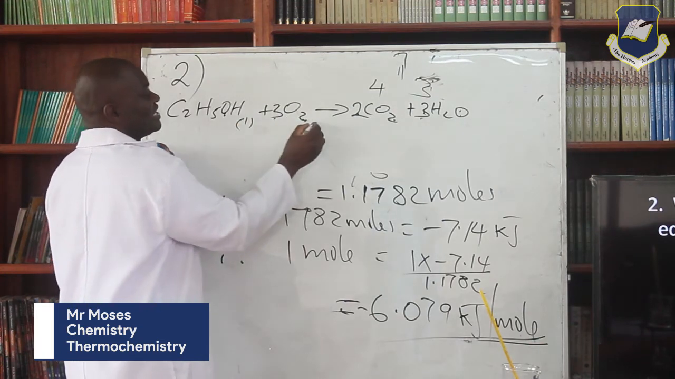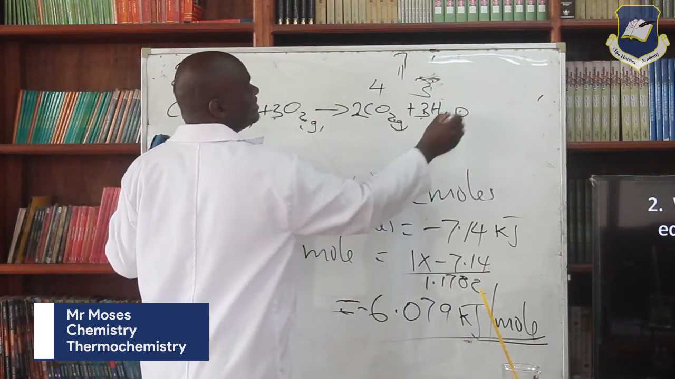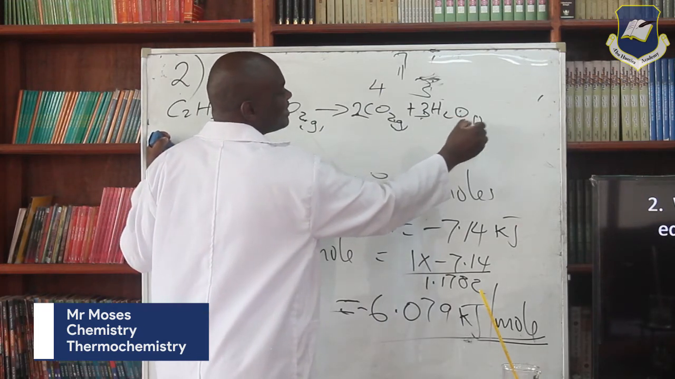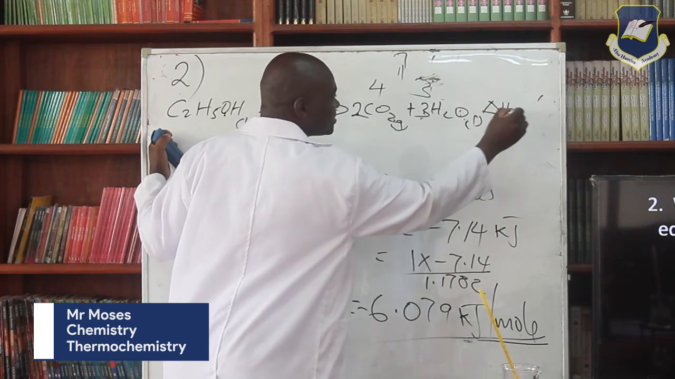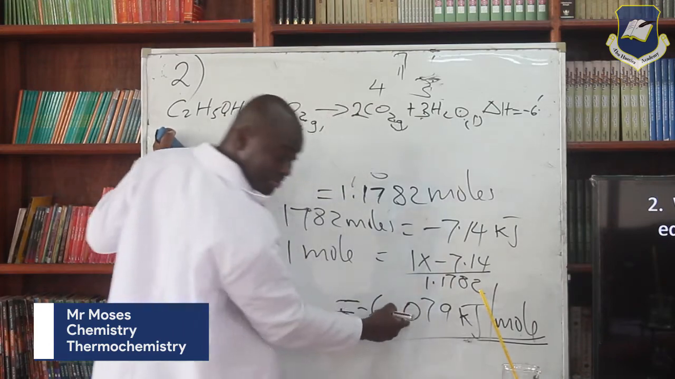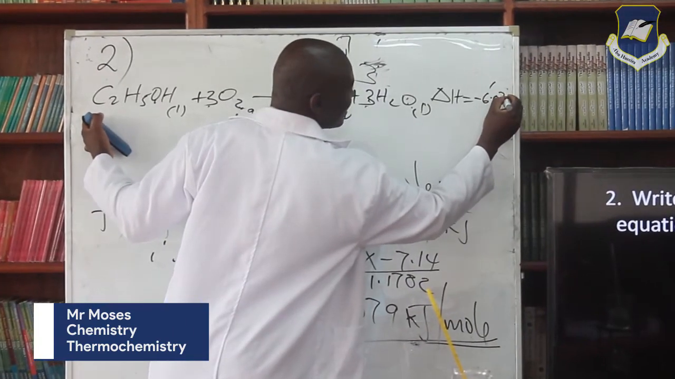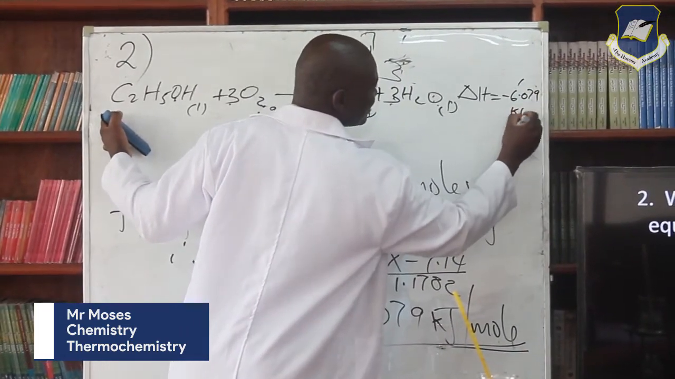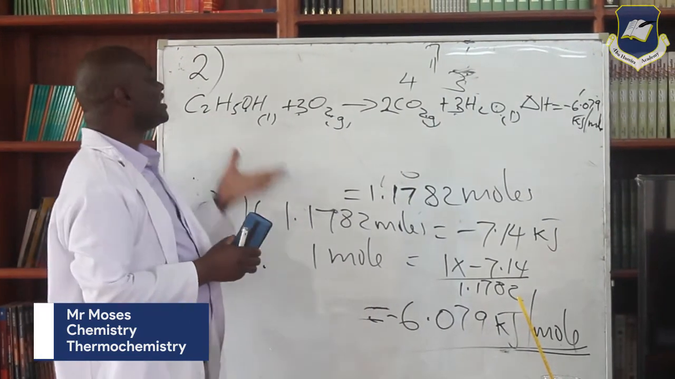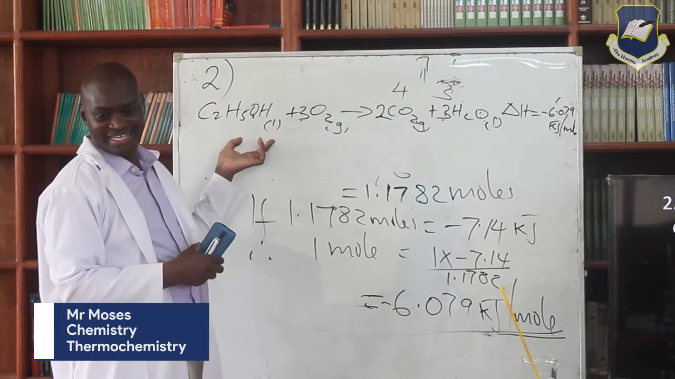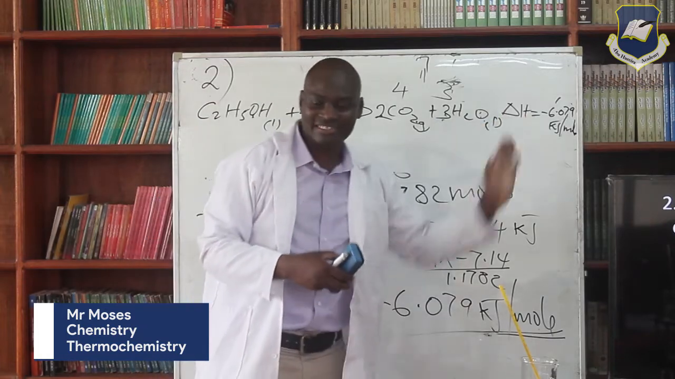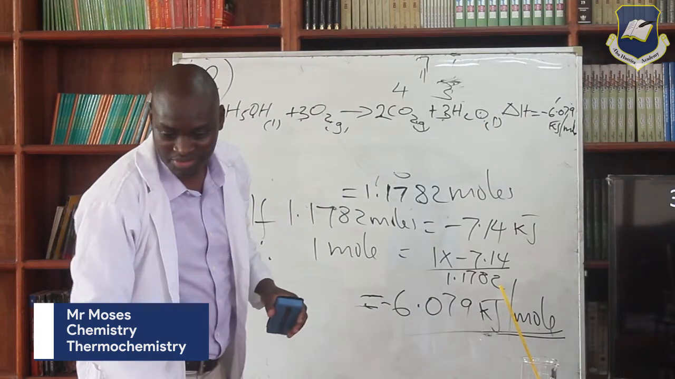We have a liquid, a gas. This one you can either give it a liquid state or a gas state in form of steam. Let's give it a liquid. Then delta H should be negative 6 points, this value here, 0.079 kilojoules per mole. So this one is what we call thermochemical equation, showing the heat change at the end. That's what we call thermochemical equation.